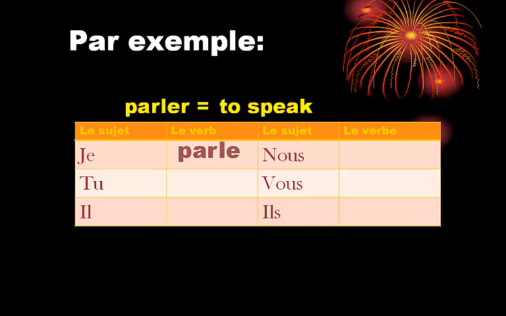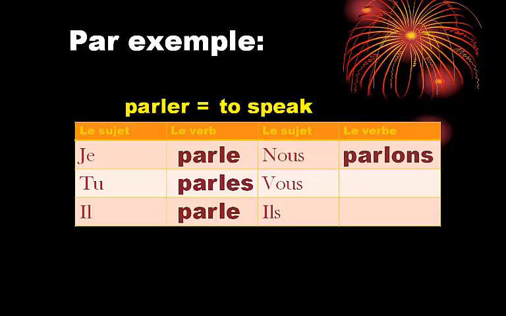So the je form will look like this. Parle, je parle, I speak. The tu form, tu parles. The il, elle, or on form, the third person singular, il parle. Nous parlons. Vous parlez. Ils parlent. So you can see that the letters without the ER are common in every single form. We've just added the appropriate ending that goes with each of the subjects.